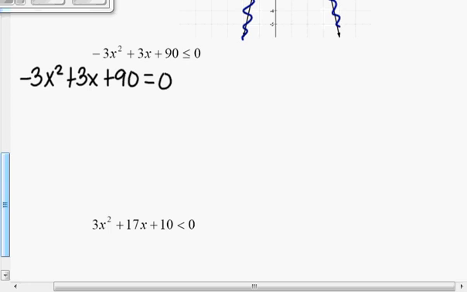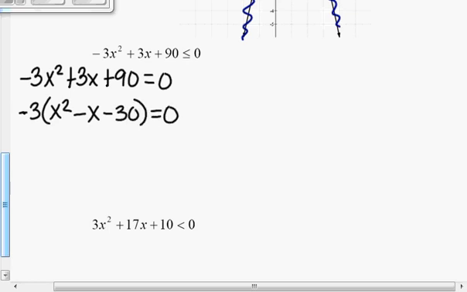Always look and see if you can get your GCF out first. And since 3 goes into 3, 3, and 90, we can factor out a 3. If our a value is negative, we want to pull the negative out there with it. So we end up getting a positive x squared, a positive and a negative gives us -x, and a positive and a negative gives us -30.